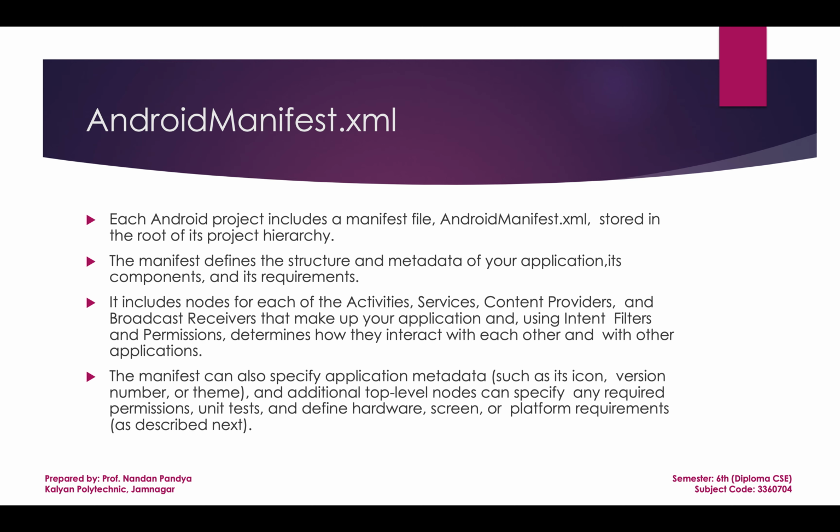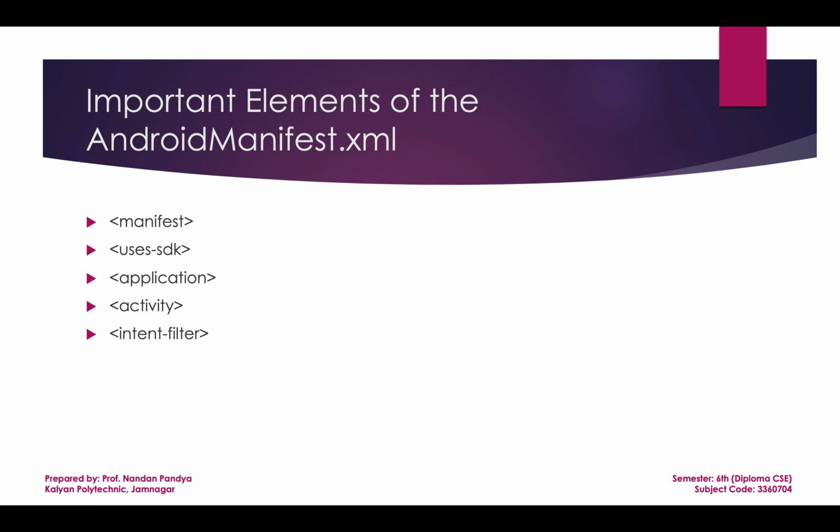This file includes nodes for each of the activities, services, content providers, and broadcast receivers that make up the application, and, using intent filters and permissions, determines how they coordinate with each other and other applications. Some of the manifest subnode tags that are mainly used are on the screen.